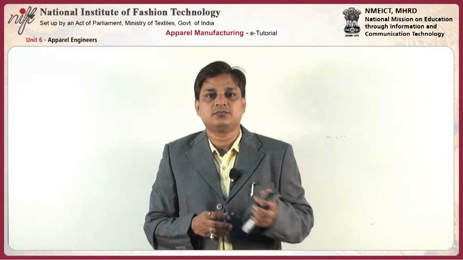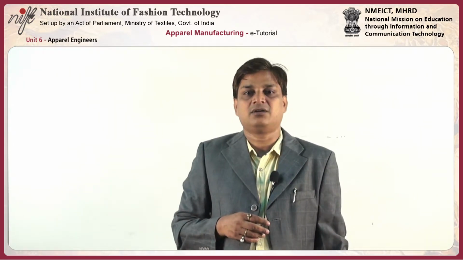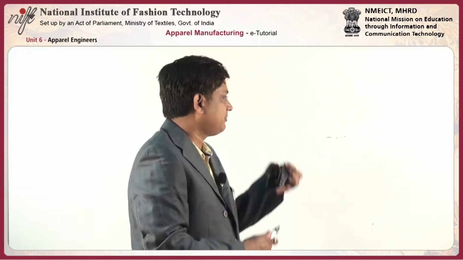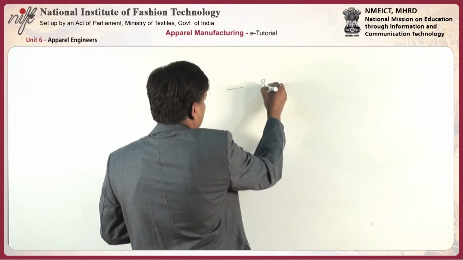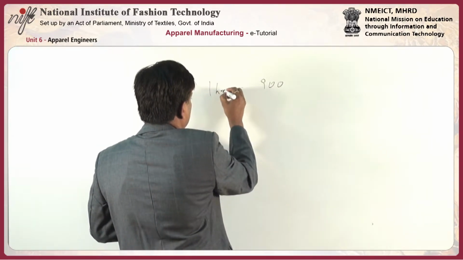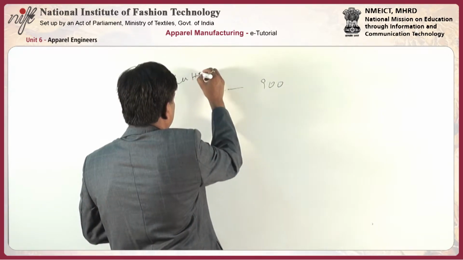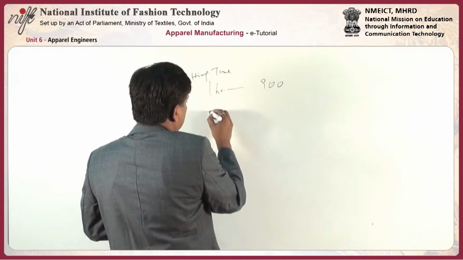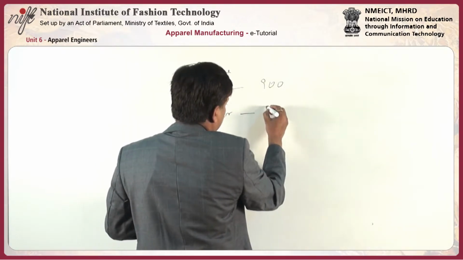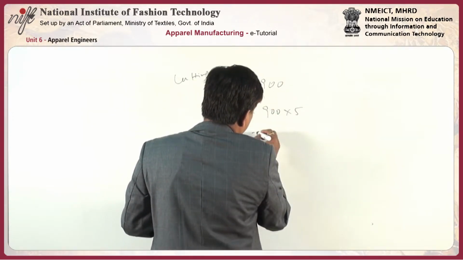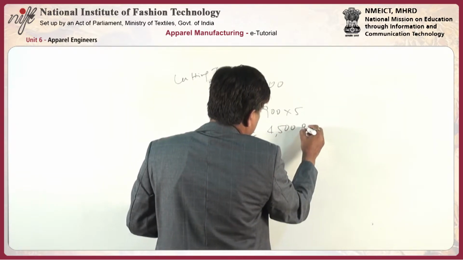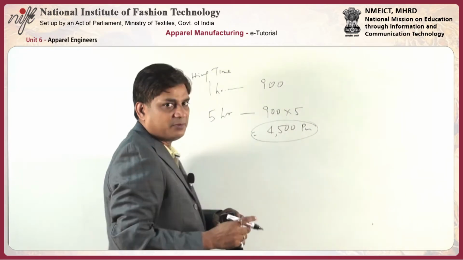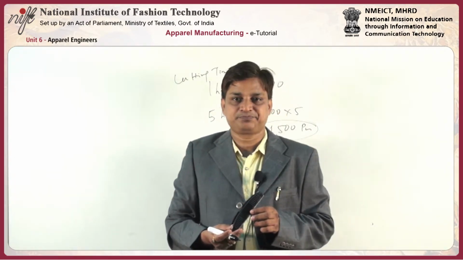If we talk about 5 hours, the pieces to be cut with the 6 way marker will be around 4,500 pieces. In 1 hour we can cut 900 pieces, and suppose 5 hours, how many pieces can we cut? 900 times 5 gives 4,500 pieces. So we can cut 4,500 pieces in 5 hours.